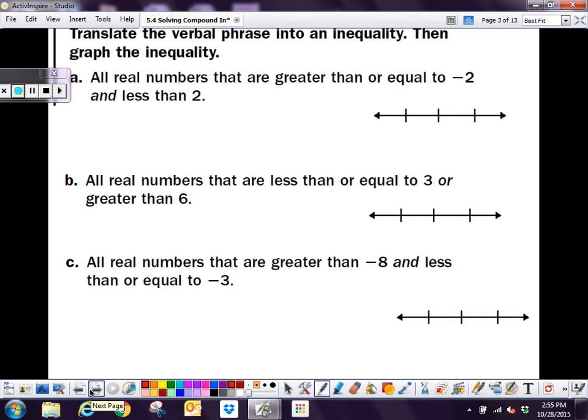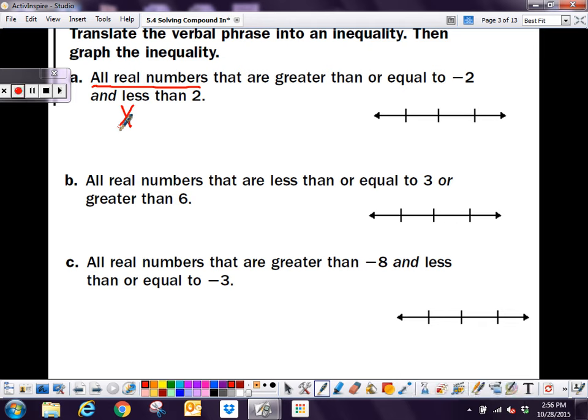Okay, so what we're going to do is we're going to translate the verbal phrase into an inequality, and then we're going to graph the inequality. And remember, we're going to be looking for those two words, either and, or we're going to look for or. All right, so we've got all real numbers that are greater than or equal to negative 2 and less than 2. When you see all real numbers here, that just means we're going to have a variable. Okay, so we have all real numbers, so let's just use x.